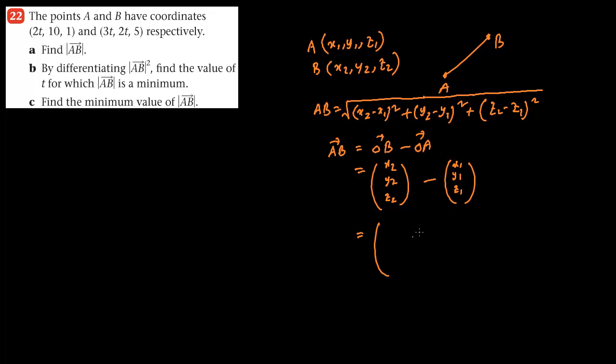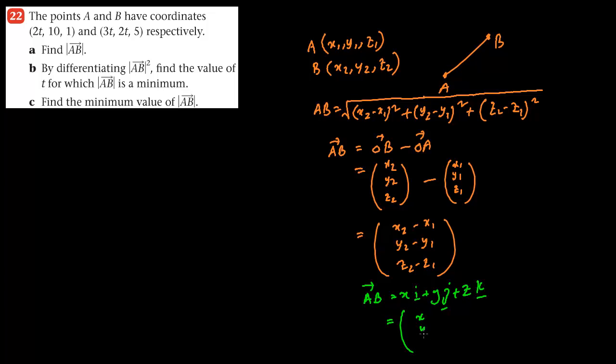That simply means AB would be x2 minus x1, y2 minus y1, and z2 minus z1. In question number A, this particular question is asking to find the modulus of the vector. Now, if you have a vector AB in the format xi plus yj plus zk, which can be written as column vector x, y, z, then the modulus of that vector would be the square root of the coefficient of i squared, coefficient of j squared, and coefficient of k squared.